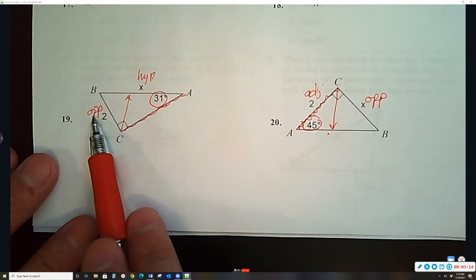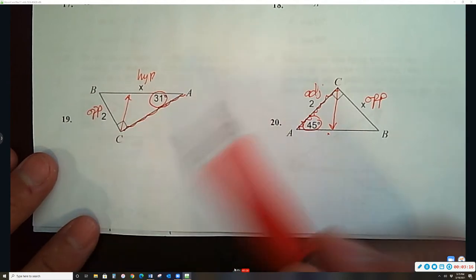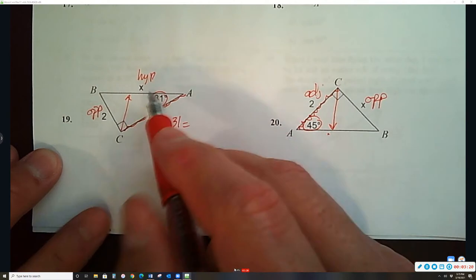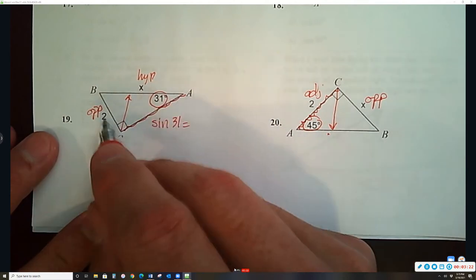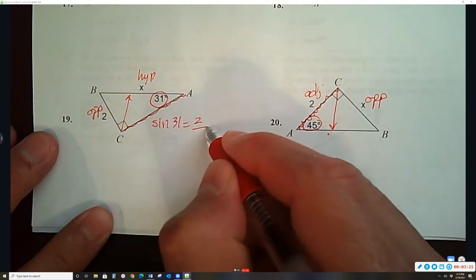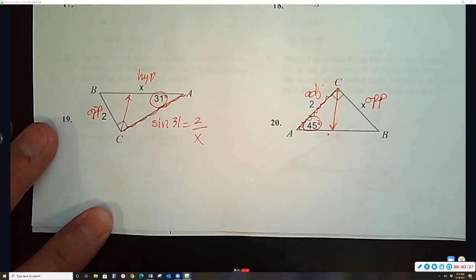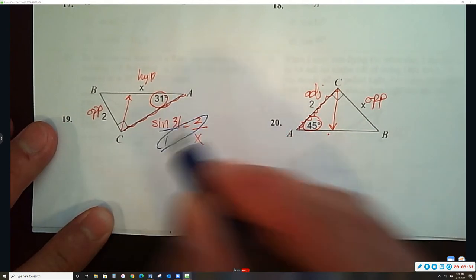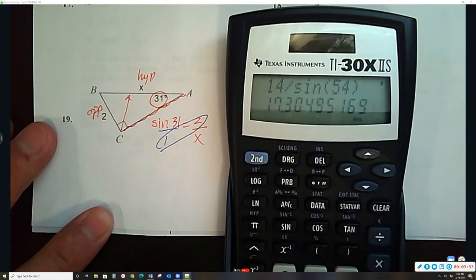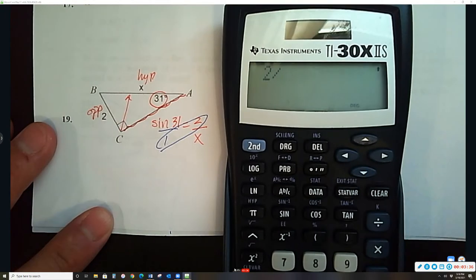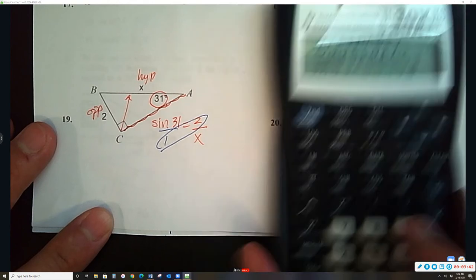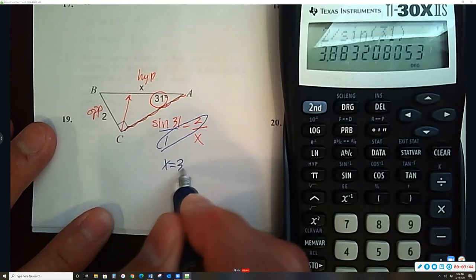Now the ratio, opposite over hypotenuse, that's sine. So I know sine of 31 degrees is equal to the length of the opposite leg divided by the hypotenuse. Put a 1 under it, multiply 1 times 2 and divide by sine of 31. So that's 2 divided by sine of 31, I meant to say. So that's 3.9. x equals 3.9.